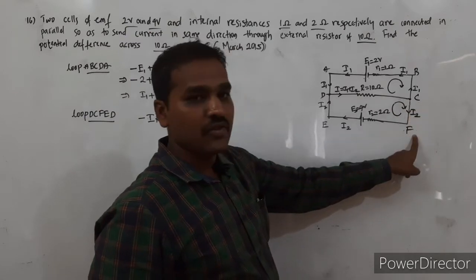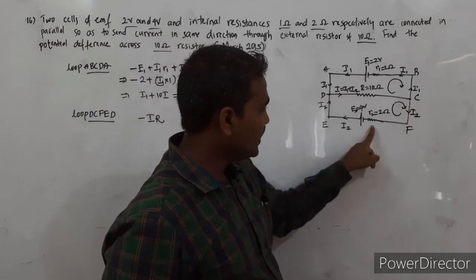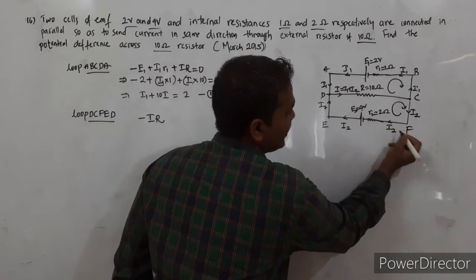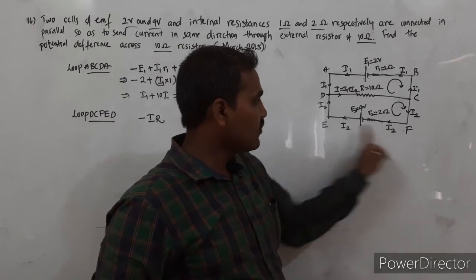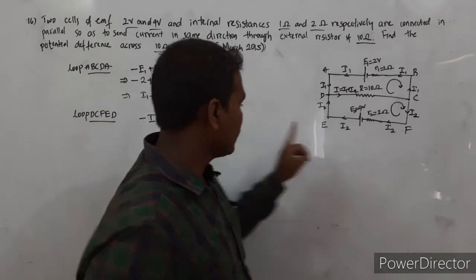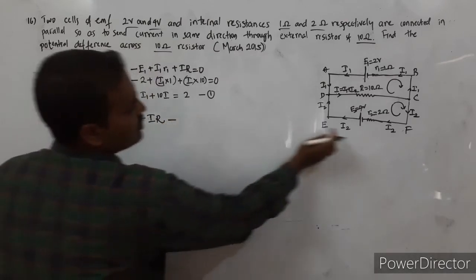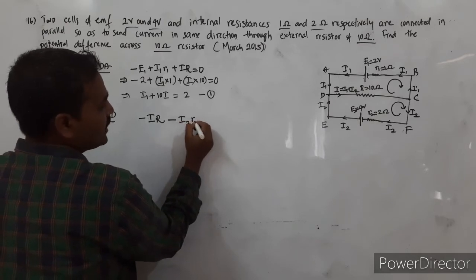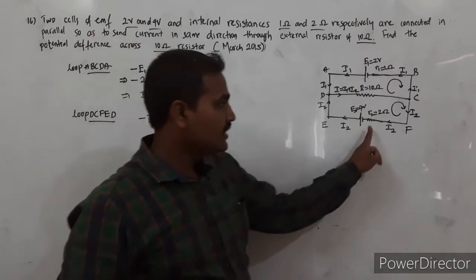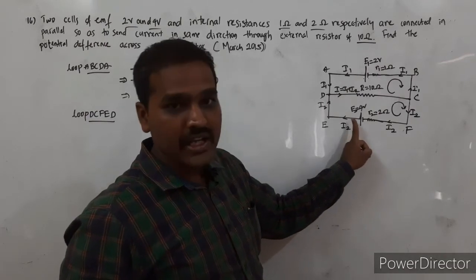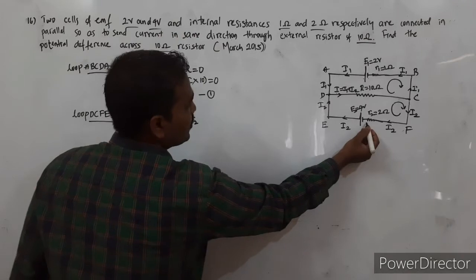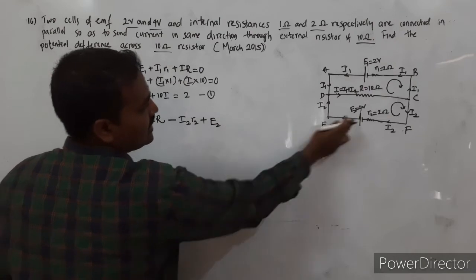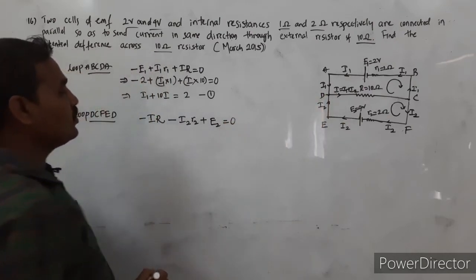Then from C to F we don't have any component. From F to E there is resistor R2, and the current flowing through this is I2. Our assumption is also from F to E, so the potential drop across this resistor R2 we take as a minus, that is minus of I2 into R2. Then the current is traveling from lower potential to higher potential, so I take it as plus of E2. Then we don't have any other component, so that is equal to 0 here.